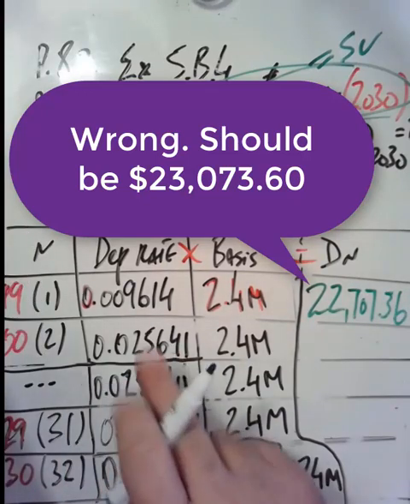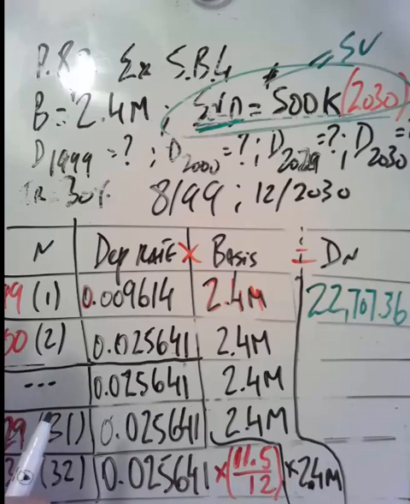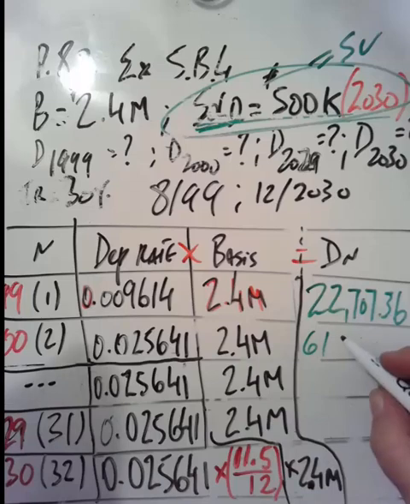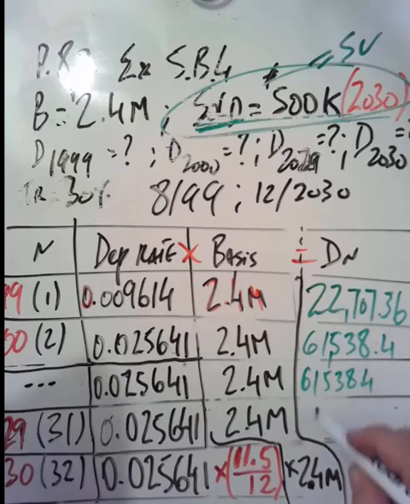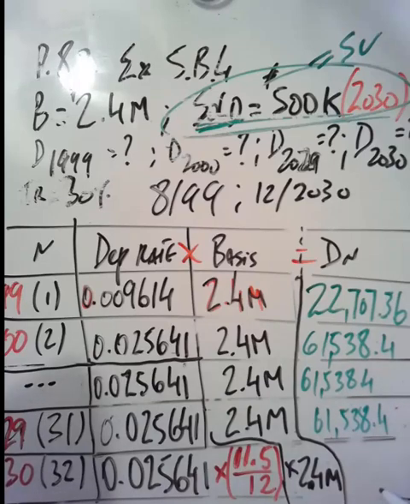$22,707.36. Then the in-between years would be 0.025641 times 2.4 million. So this is 61,538.4. This in-between years is also the 61,538.4 per year, and this last year is basically this amount times 11.5 divided by 12, which is 58,974.3.